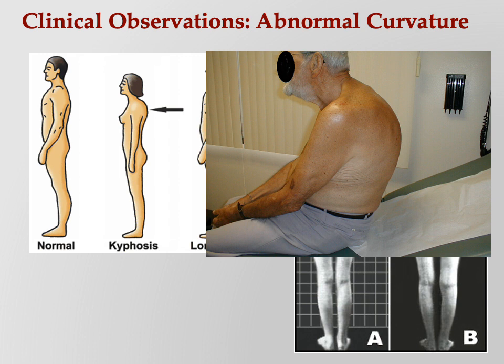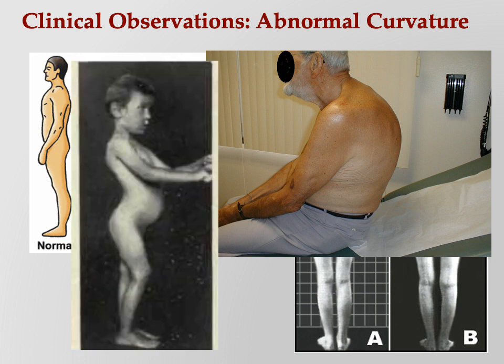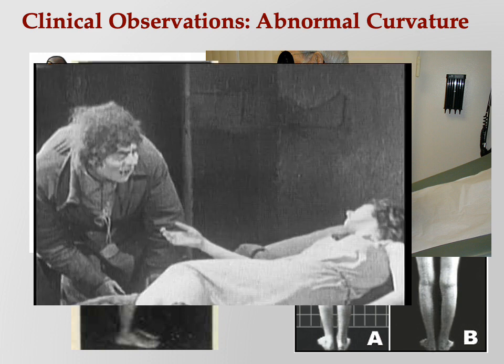What do we have here? That's kyphosis, that's the hunchback, an abnormal thoracic curvature. What do we have here? That's lordosis, swayback, an abnormal lumbar curvature. And of course, there was a very famous person with kyphosis. That was the hunchback of Notre Dame. They call him the hunchback.